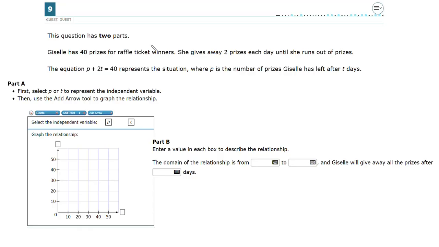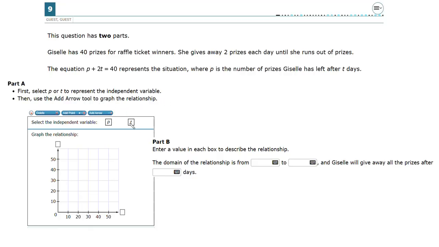Number 9. This question has 2 parts. Giselle has 40 prizes for raffle ticket winners. She gives away 2 prizes each day until she runs out of prizes. The equation P plus 2T equals 40 represents the situation where P is the number of prizes Giselle has left after T days. Part A, first select P or T to represent the independent variable. Then use the add arrow tool to graph the relationship.